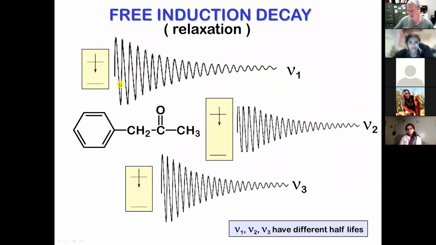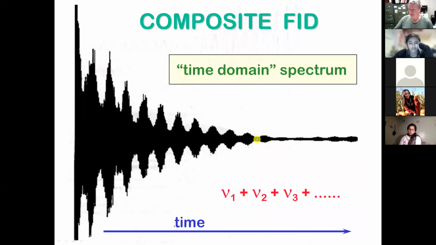This is the decay. It's like we got excited, decay, decay, decay, excited, decay, decay, decay. And all of the different protons have different half-lives and a different decay rate. You add them all up and it looks like a mess. Is that useful? I don't know. It looks like a totally useless thing, right? This is called a time domain spectrum, because time is the x-axis, and we see this decaying over time. It's all the frequencies all added up.